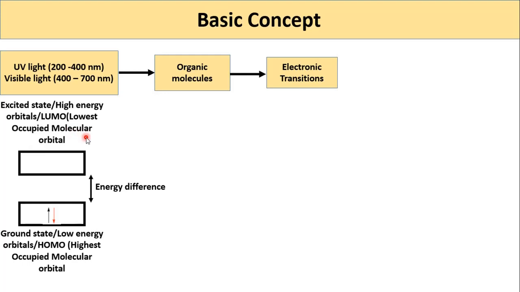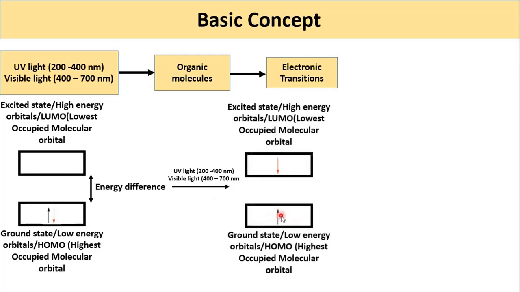We already know that there will be some energy difference between the ground state and the excited state, and that energy difference can be covered by the electron after absorbing UV light between 200 to 400 nanometer and visible light between 400 to 700 nanometers. So the principle is very simple. You have a ground state and an excited state. Generally your electrons are present in the lowest energy possible, that is the ground state, and they absorb light from the UV and visible region and go to the excited state. So one of the electrons has transitioned to the excited state.